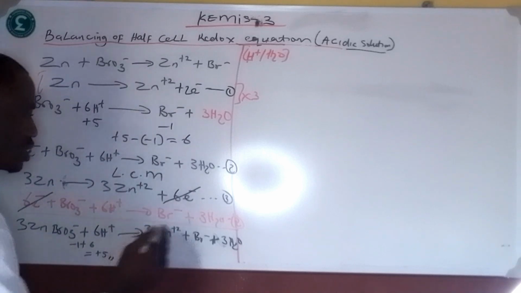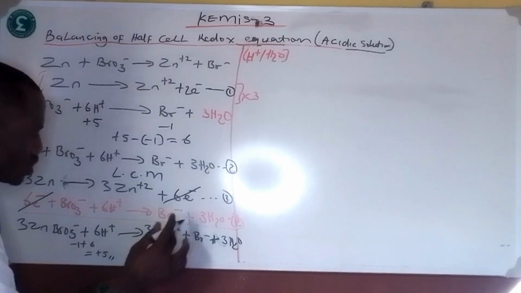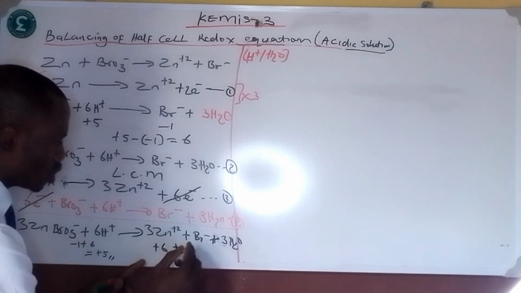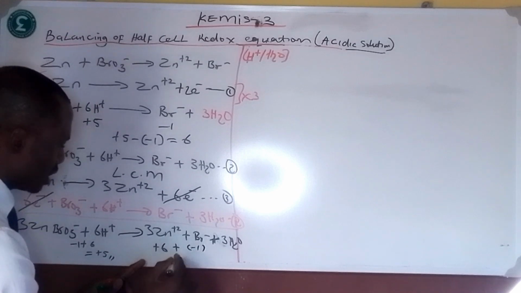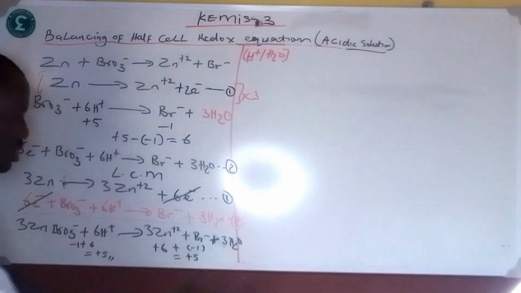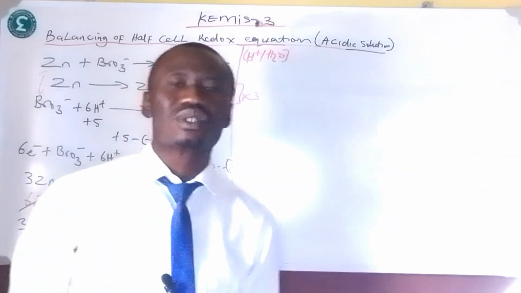All right, let's go to the right-hand side. We have 3 times 2, that is +6, plus this -1 from here, that is +5. You notice that it is a +5 charge and a +5 charge, so the elements and the ions are balanced.